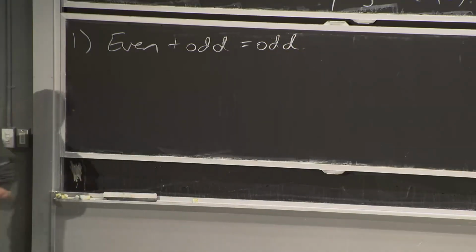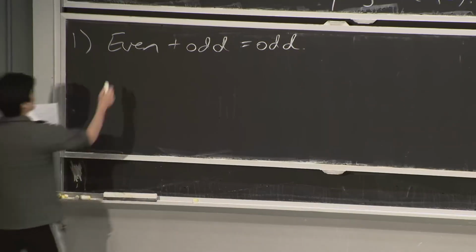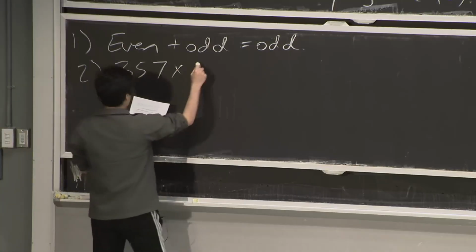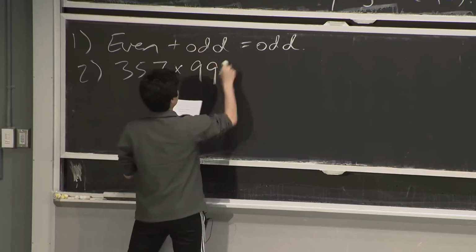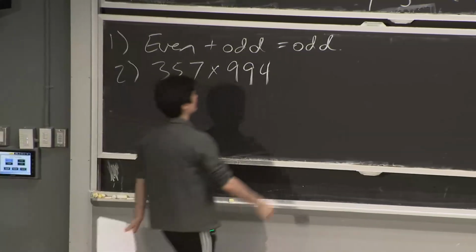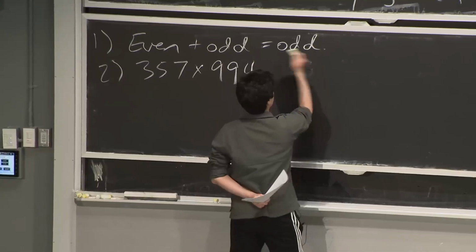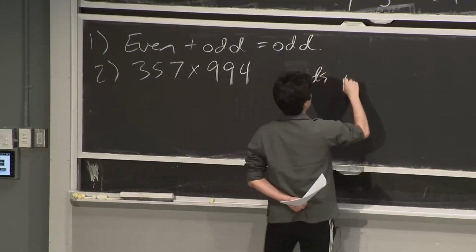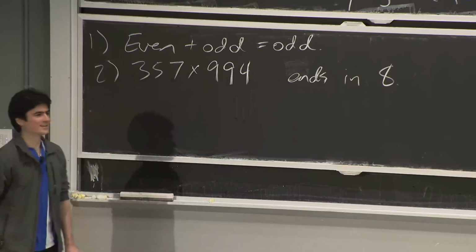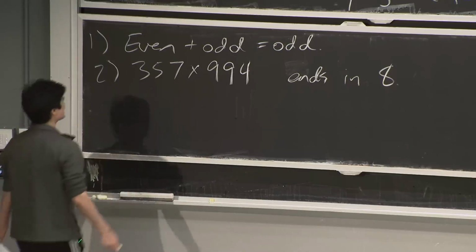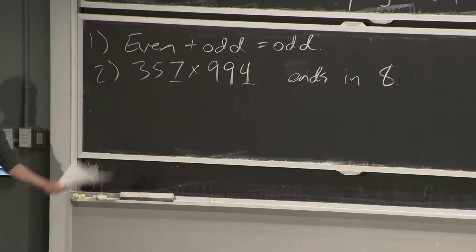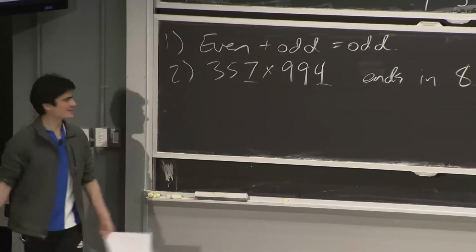Okay. What is the last digit of, say, 357 times 994? Yeah, 8. So it ends in 8. And why is that? You can basically ignore everything except the last digits. You multiply those together, you get 28. That ends in an 8. So this is also going to end in an 8.